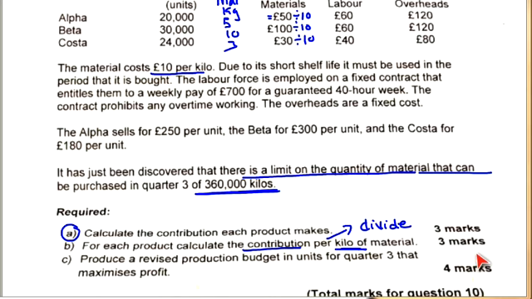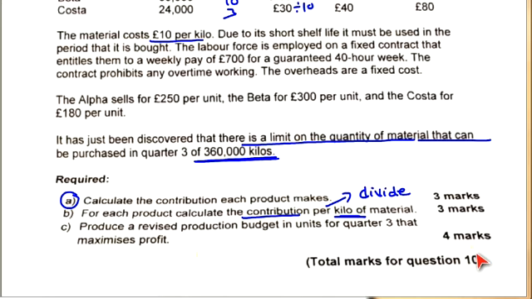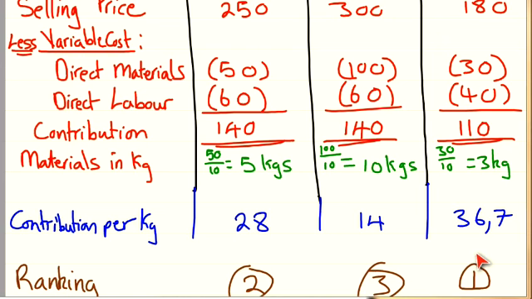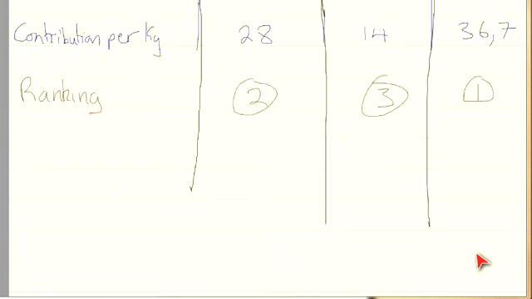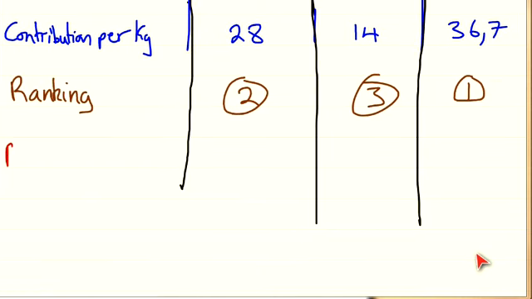Number C is produce a revised production budget in units for quarter 3. Alright, so I can do this. Let me expand my table a little bit, and then come down to do my revised production plan. So I start with the first one.